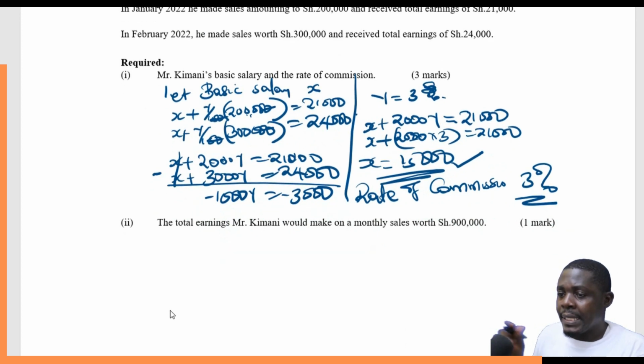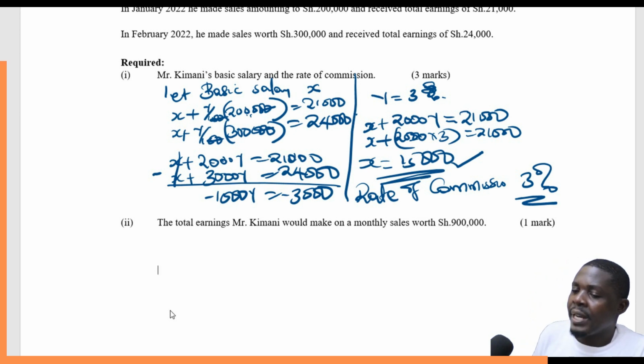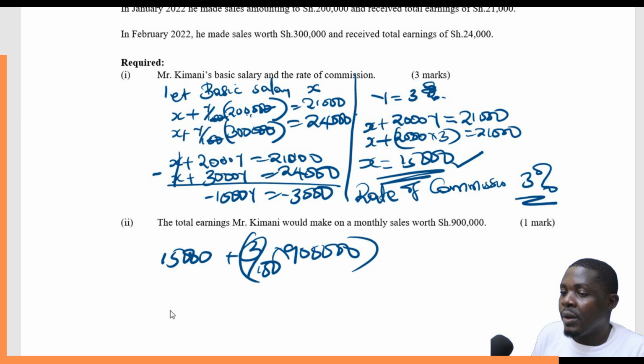The total earnings would make, on a monthly sales of 900. Now in this case, we have the basic salary this guy was getting, that is 15,000 plus 3 over 100 multiplied by the sales. We want to see the commission he would get: 15,000 plus this one, this multiplied by that, you have 27,000.